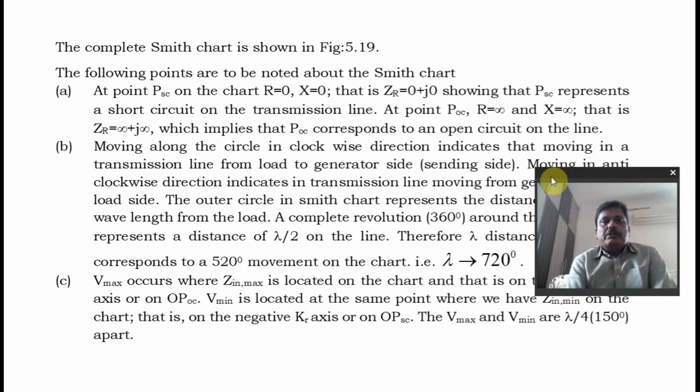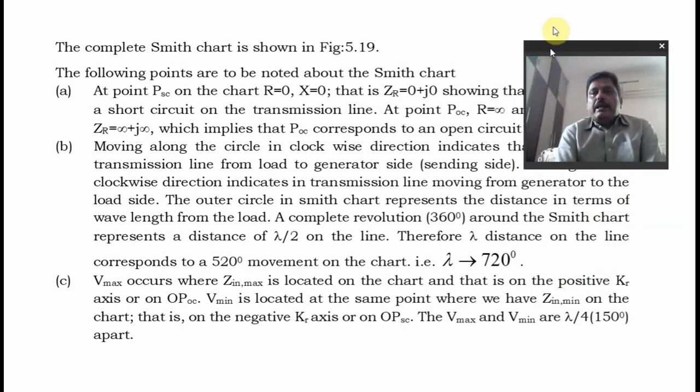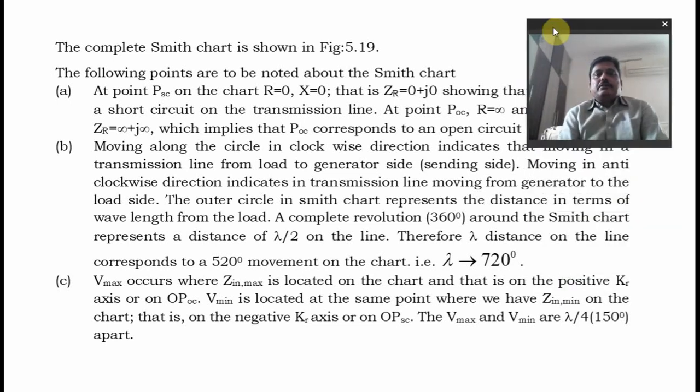Moving along the circle in a clockwise direction indicates moving in a transmission line from load to generator side. Moving in an anti-clockwise direction indicates moving in a transmission line from generator to the load side. The outer circle in the Smith chart represents the distance in terms of wavelength from the load. A complete revolution of 360 degrees around the Smith chart represents a distance of lambda by 2 on the line.